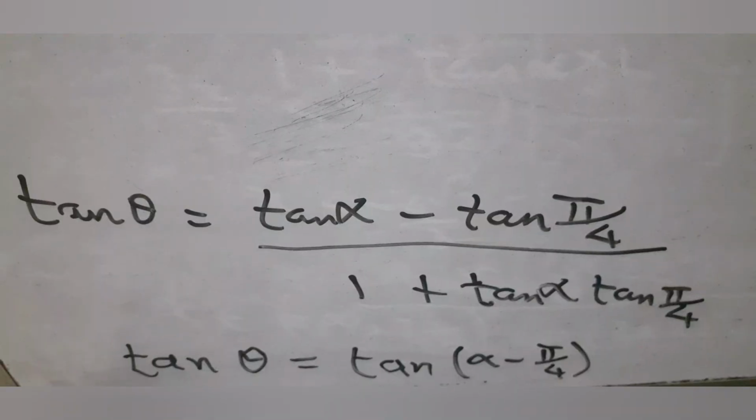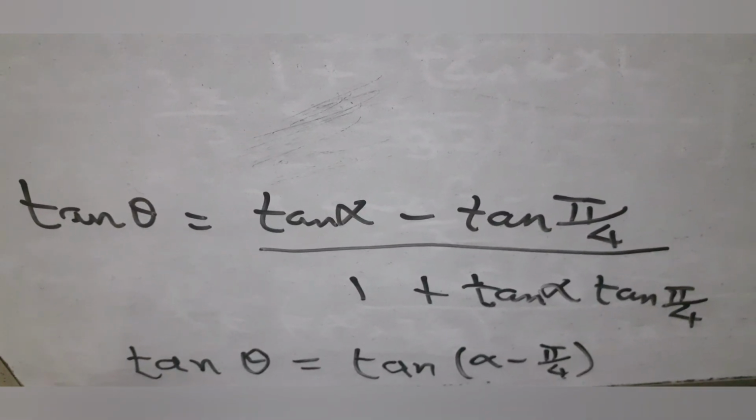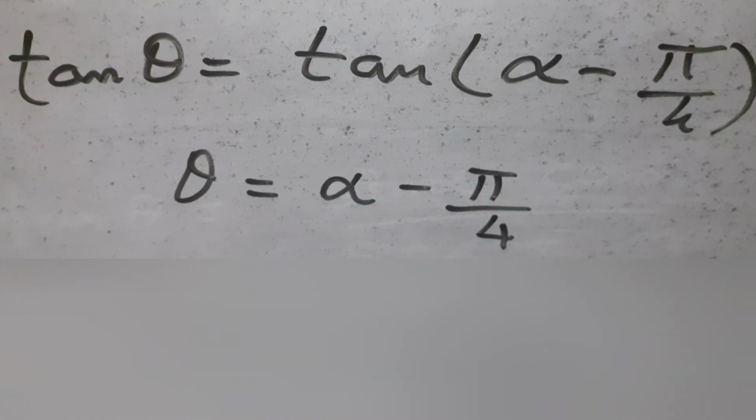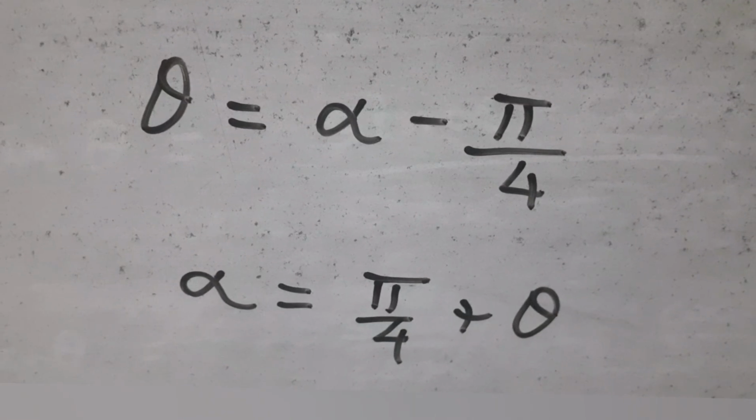So the expression reduces to tan theta equal to tan of alpha minus pi by 4, which means theta equal to alpha minus pi by 4. Rearrange to get alpha equal to pi by 4 plus theta.